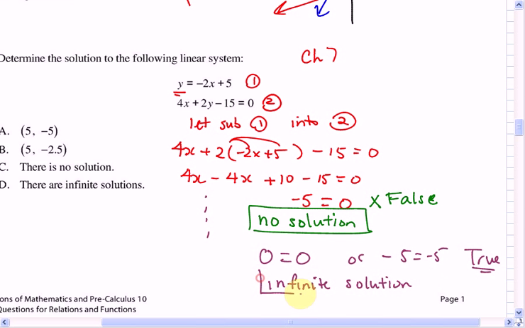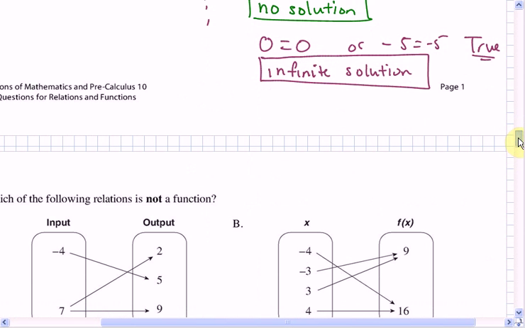Okay, so go back and review chapter 7 if you weren't too sure about this. I believe in my notes I did have questions like this where we did the algebra and we got either 0 over 0 or some other number equals 0, showing the two different weird cases. Let's move on to number 4.